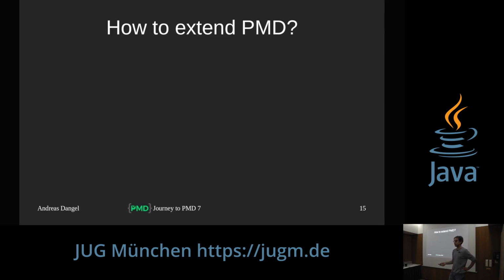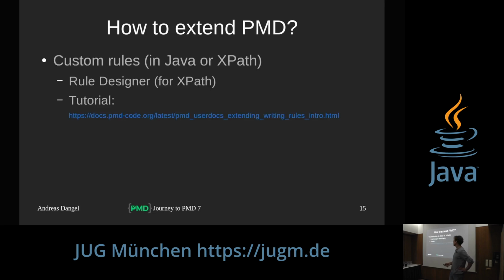So it's customizable. As I mentioned at the beginning, you can write your own rules if the 270 rules are not enough. But usually you want to write rules, for example, if you have a custom framework that you want to ensure that you use it correctly or stuff like that, then you can easily write your own rules and check this. We have this rule designer. I'll show in the next slide a screenshot of this.